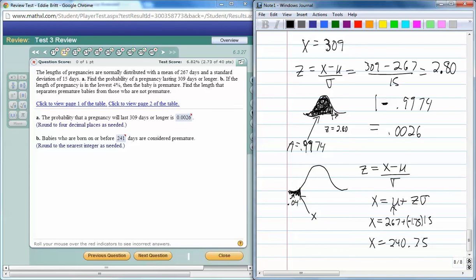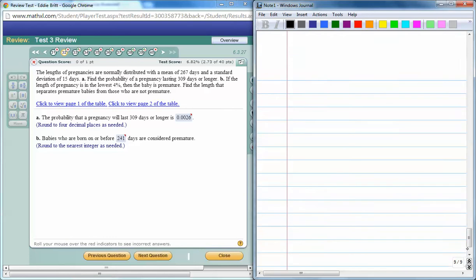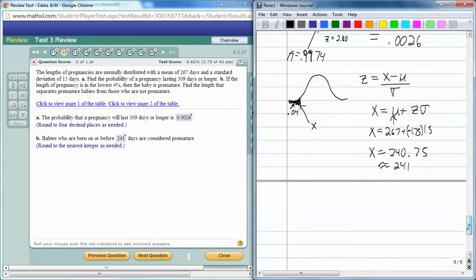Alright, so we would want to round to the nearest integer, it says, so that would be 241. So according to this problem, this study, babies who are born on or before 241 days are considered premature.